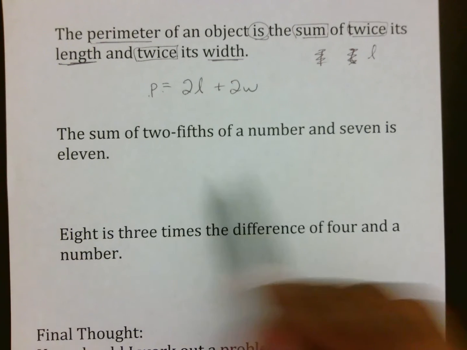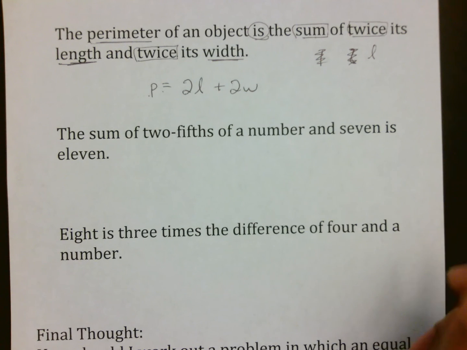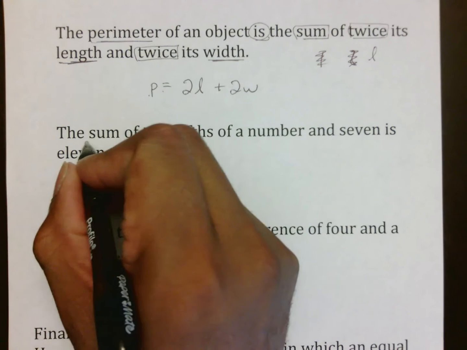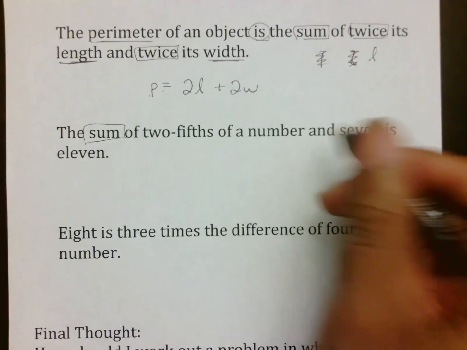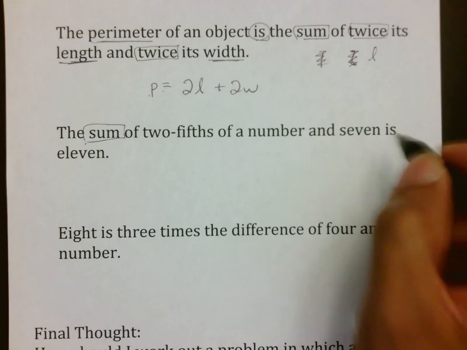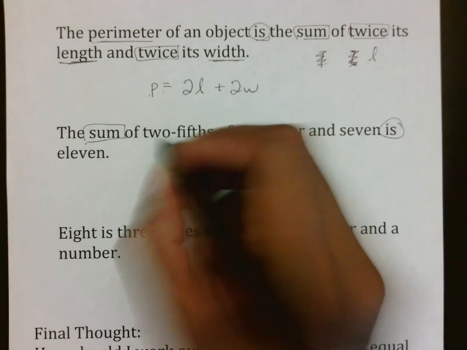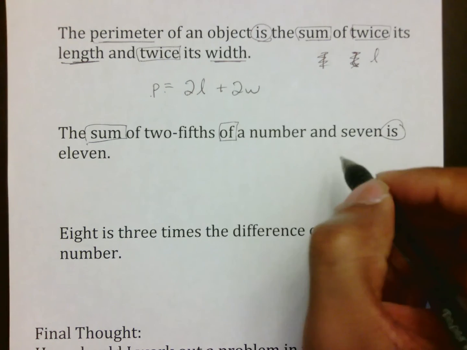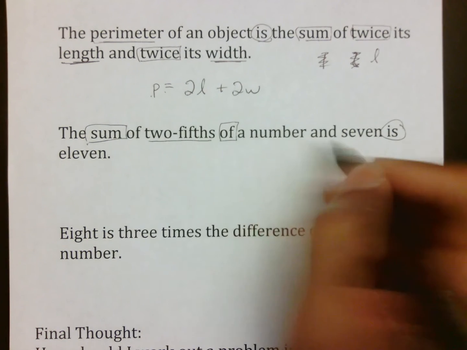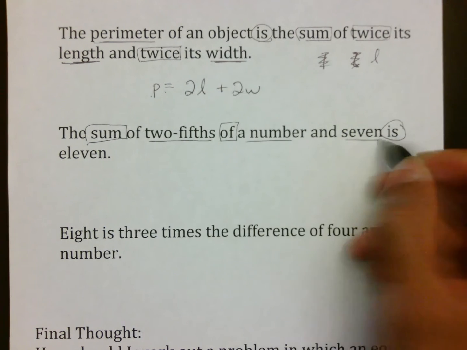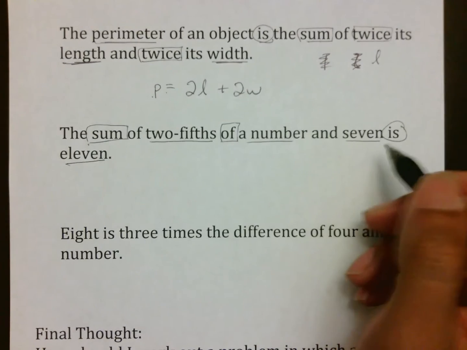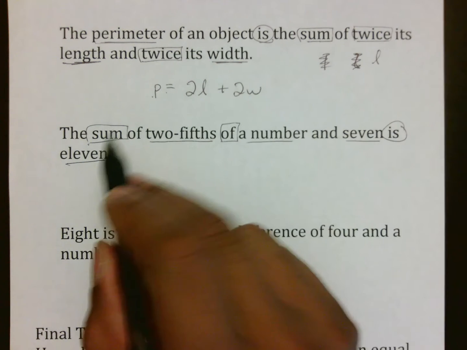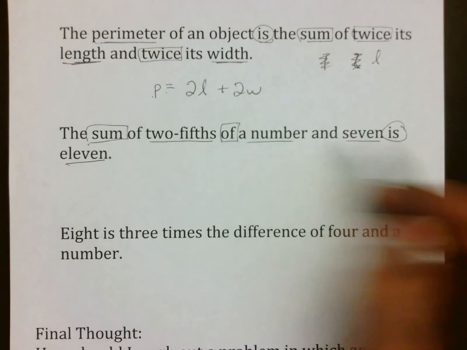The sum of 2/5 of a number and 7 is 11. All right, we got an operation word here that means add. We got "is." We got also "of." Yes, that is also an operation word there. Remember, in terms of numbers, we've got 2/5, we've got a number, we've got 7, we've got 11. So let's see how this works. The sum of 2/5 of a number and 7 is 11.